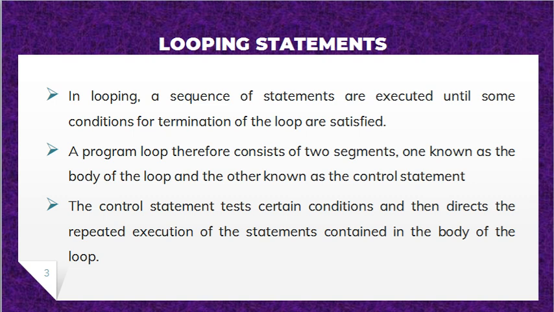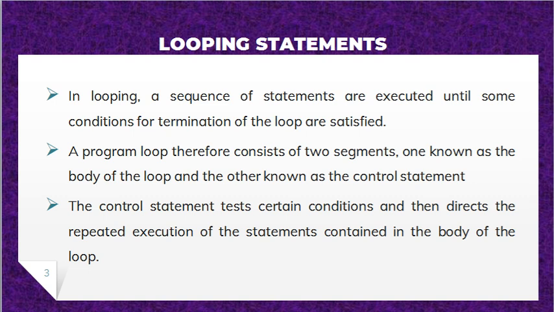The control statement is a test or a condition. It tests certain conditions and then directs the repeated execution of the statements contained in the body of the loop. So what do you mean by control statement? It is the condition. First we have to check for the repetition of the statements in the body of the loop. The body of the loop is the set of statements to be executed repeatedly.